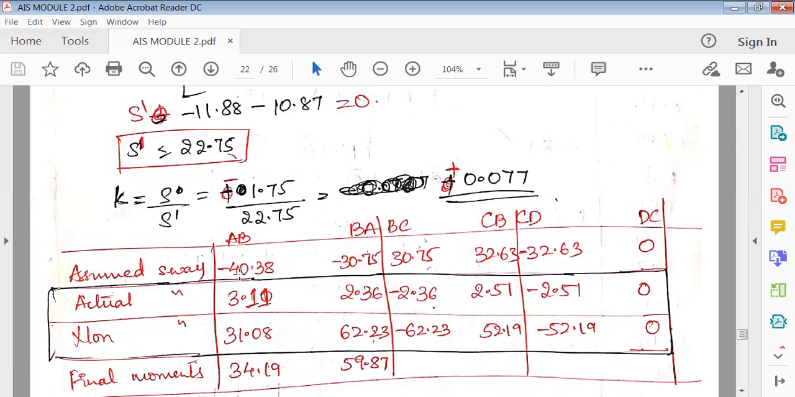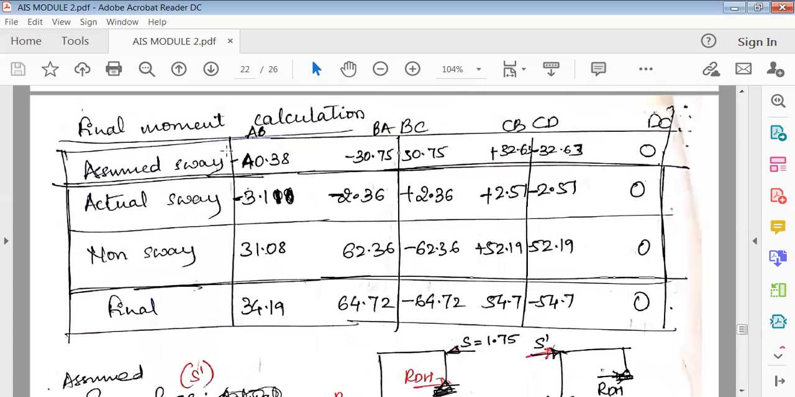So it is 40.38 into 0.077, which is 3.11. Similarly, be careful with the signs here. I've just taken the sign different here. You can use this here only. So actual sway is 3.11. Next, 30.75 into 0.077 is minus 2.36. Same thing here, 30.75 into 0.077 is 2.36. So apply this. This is the actual sway force, so you can just highlight this box.